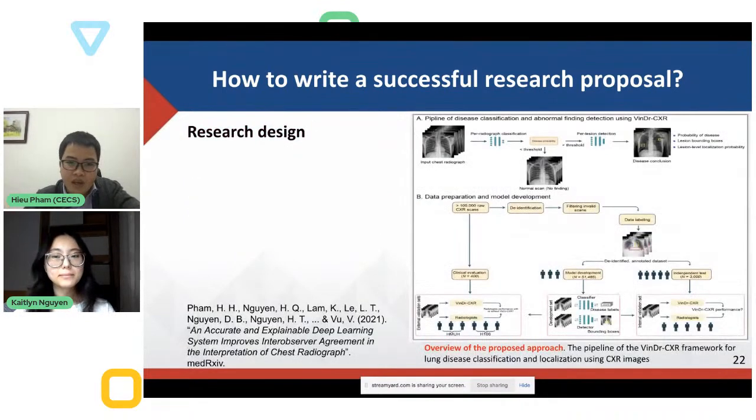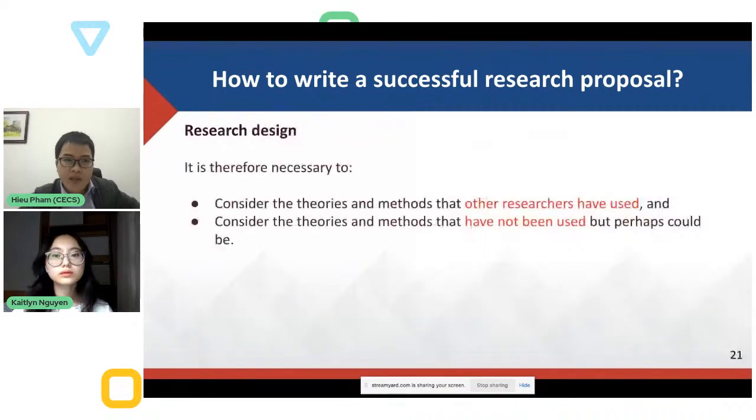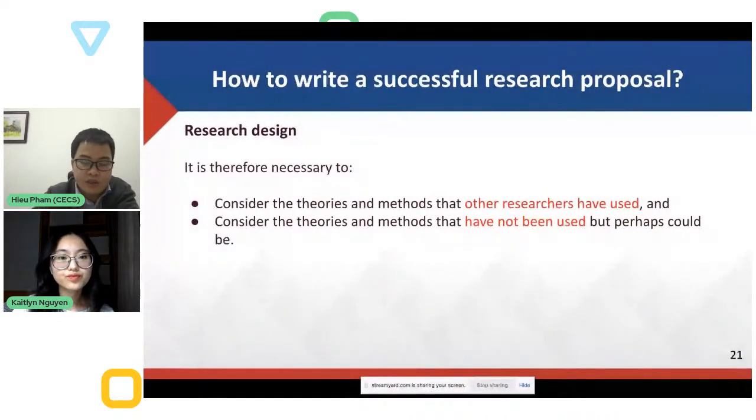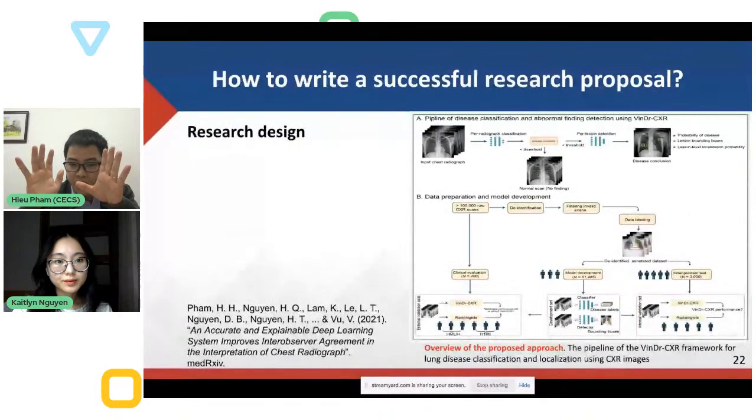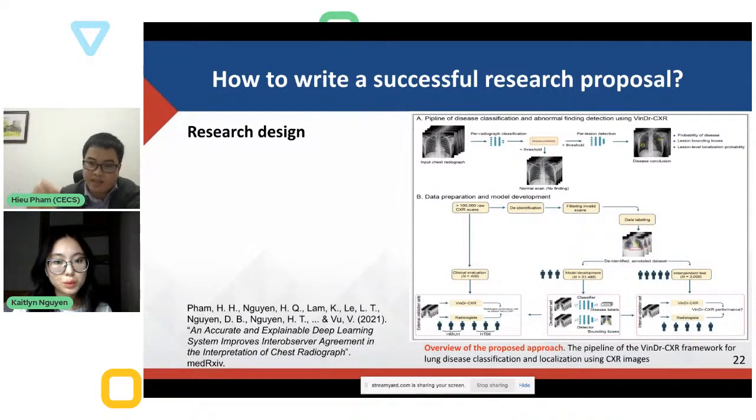Okay, all right, so when you write the research design section in the research proposal, it normally comes with a diagram like that. It's called an overview of the system, overview of the technique, or overview of the proposed approach. So if a senior researcher just looks at this picture, he can understand what you will do in the project without reading the whole text, right?